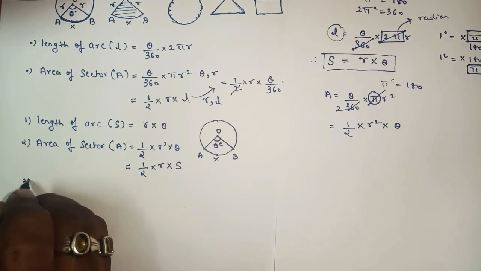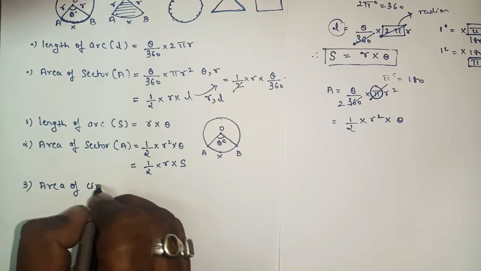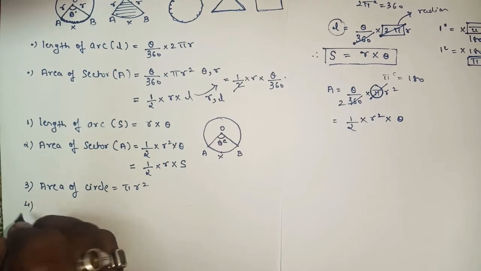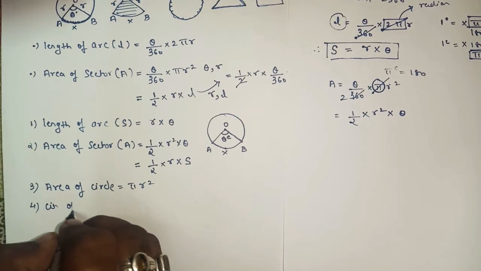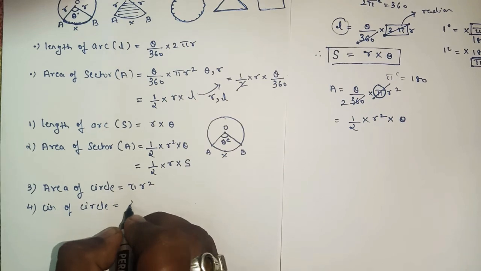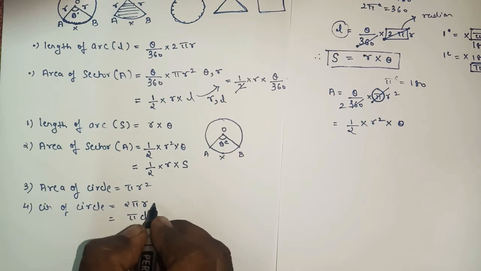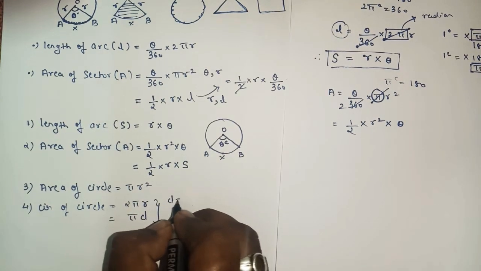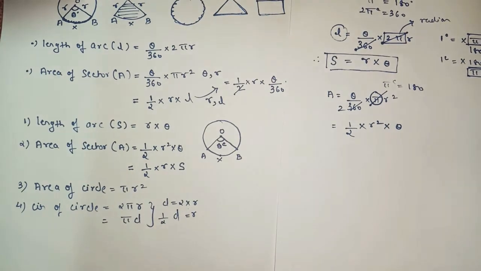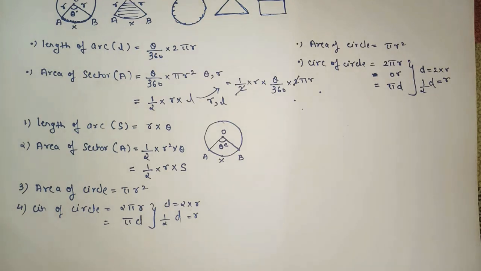So we'll move on to the third. The third formula is common, area of circle. We know that area of circle is fixed: pi r square. Fourth one, circumference of circle, again the same: 2 pi r, or else pi d, because we know that diameter is twice the radius, so radius will be half of the diameter. I hope you all understood till the fourth formula.